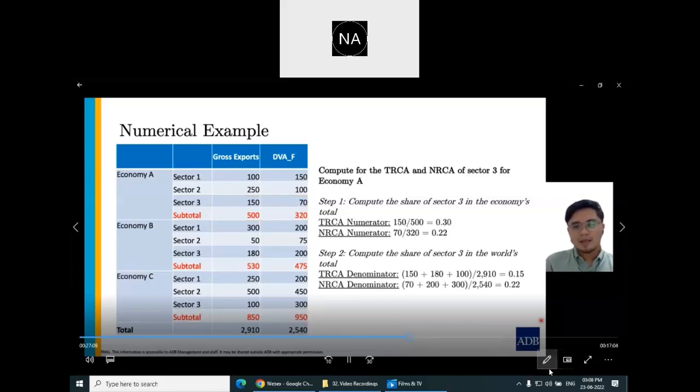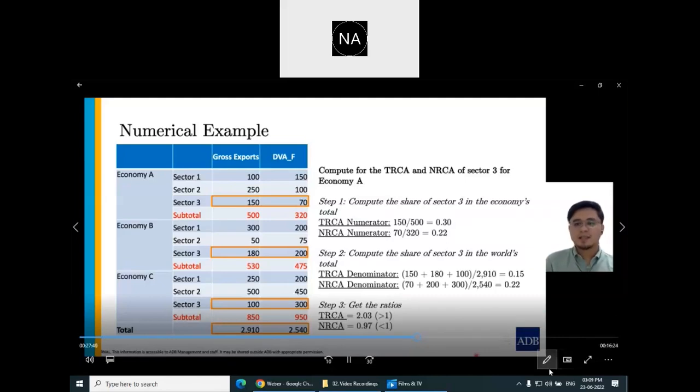Next, we get the sum of sector 3's gross exports for all of the economies and divide it by the world's gross exports, as shown here. So the TRCA denominator should be 150 plus 180 plus 100 divided by 2,910, while for NRCA, it should be 70 plus 200 plus 300 divided by 2,540. We now have the two shares.